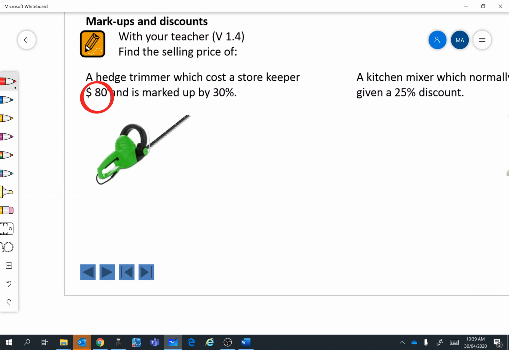So there's two ways to do this. I'm going to do it the quicker type of way, where if we've got a percentage increase, which we're marking up, then we're going to add that 30% to 100%, and we're going to adjust this so that it's 130% of the original price. Okay, so now I'm going to divide that 130% by 100 to convert it to a decimal, which gives me 1.30.